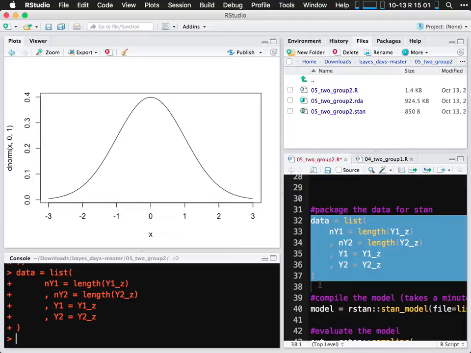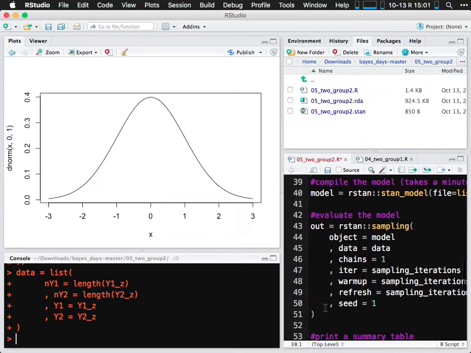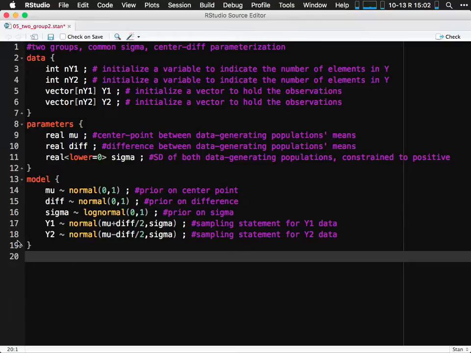Maybe you need to get a warning message after you finish compiling. I got a warning message about something. It said warning message in readLines, file, warn equals true, incomplete final line found on... blah blah blah. It's just complaining because it wants an extra line, and sometimes that gets deleted by mistake.